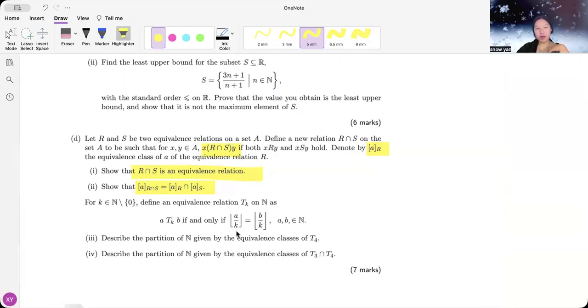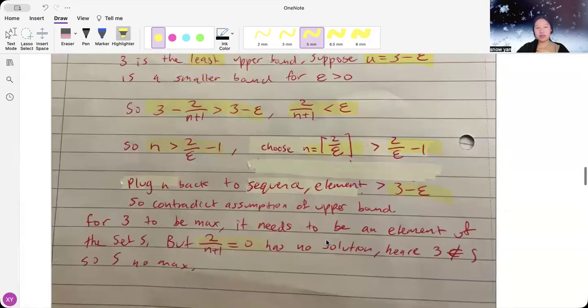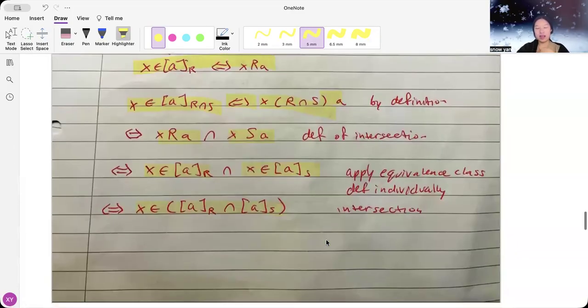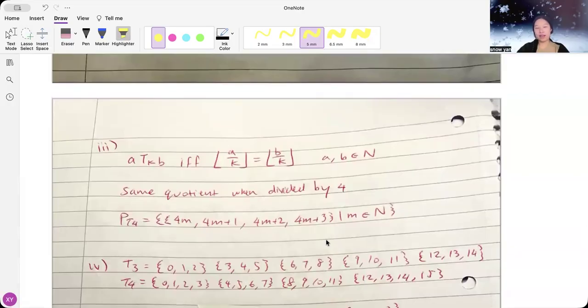For part three, we have: for K a natural number not including zero, define an equivalence relation T_K on N such that A T_K B if and only if this holds. Describe the partition of N given by the equivalence classes of T4. So what this means is that if it's A divided by K and then taking the floor of that, we're just dividing by whatever K is and grouping the things that have the same quotient together, right?